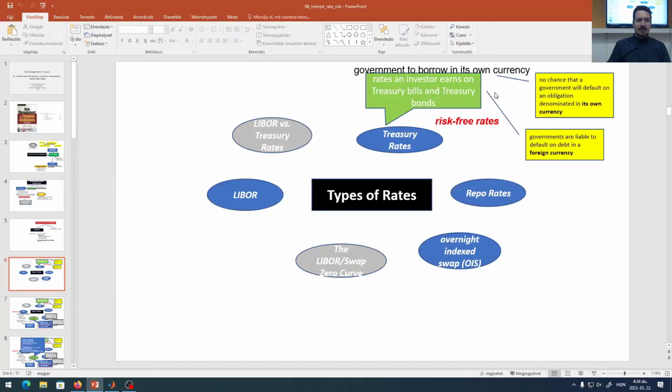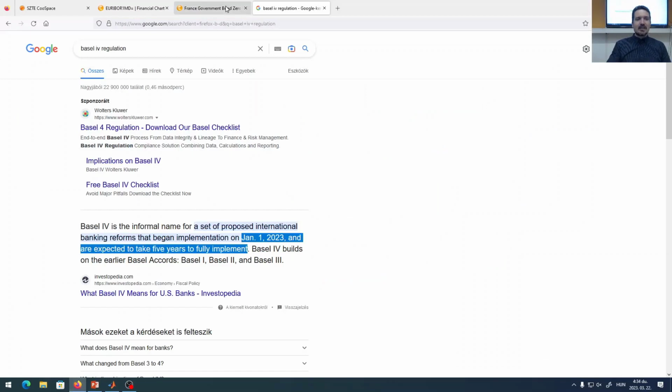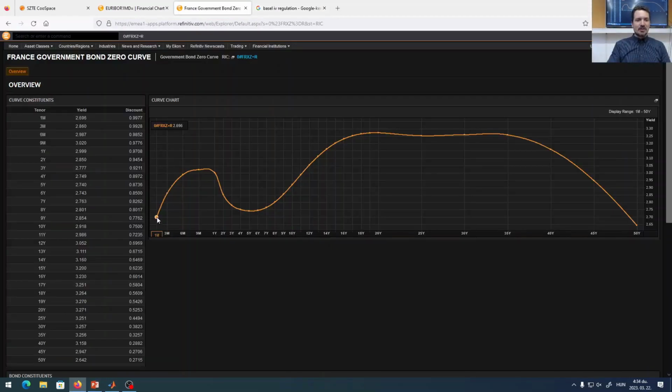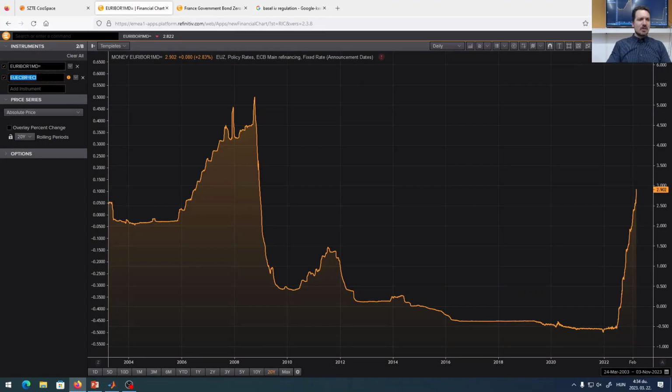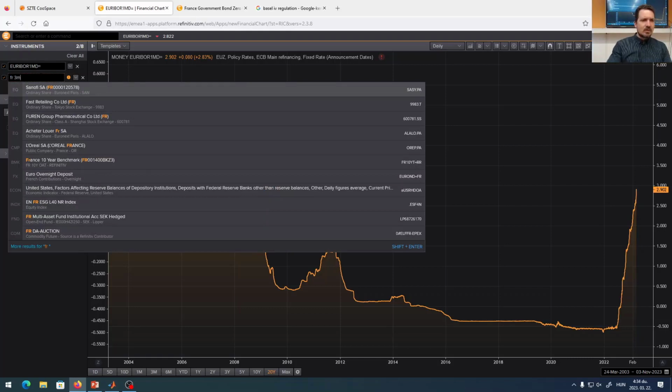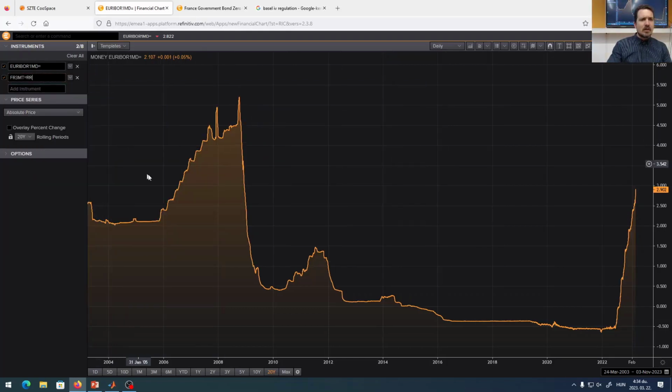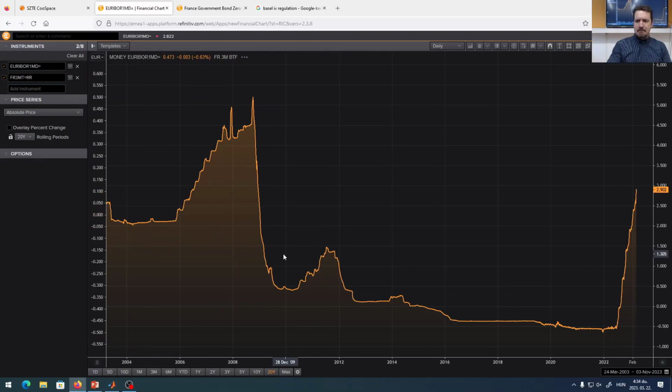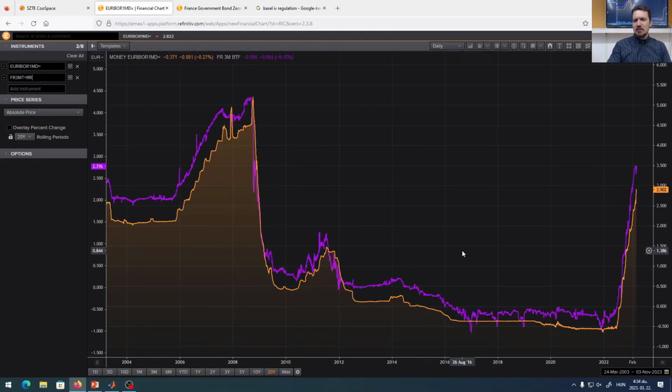So again, let's check the reality. Even if we check this beautiful French yield curve, we can see that until the first year, we have the risk-free rate. But this part is so volatile. If I'm checking not Euribor but the French 3 months, maybe not for daily, but we can have daily, we can see that it's highly volatile.